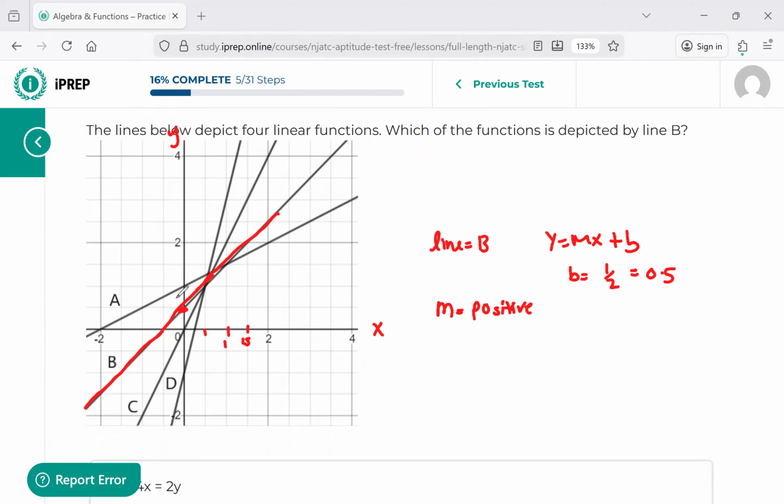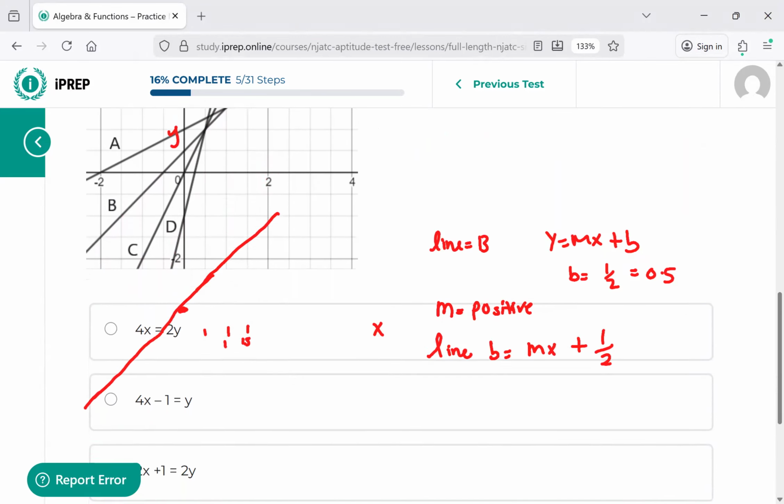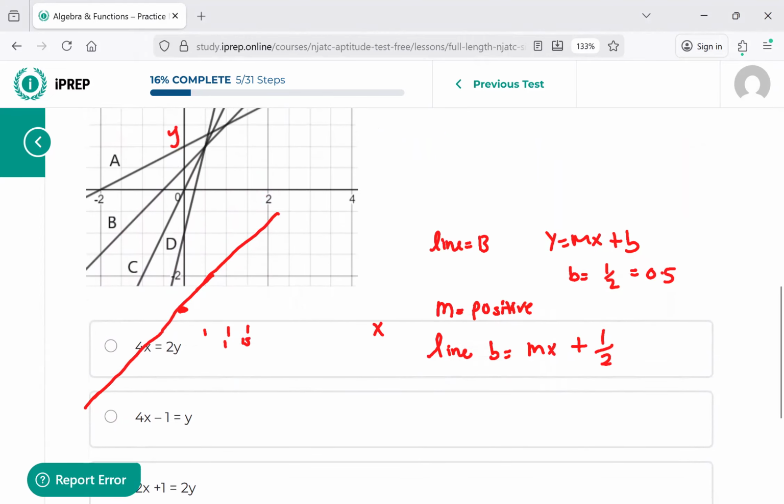What else do we know? Should we find the actual points? You don't have to if you don't want to, because this is where we could do some elimination. So what we know in line B is that the slope is going to be positive, and our b must be 1/2. Okay. So let's look at our options, because we don't have to figure out everything exactly. We just need to find the one that fits. So let's look at choice A.